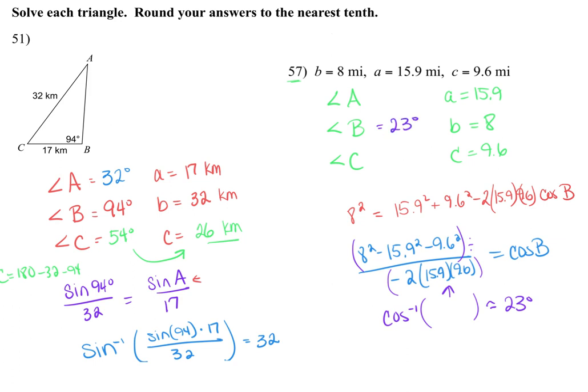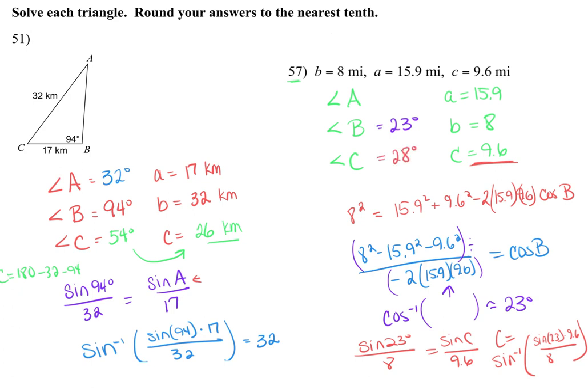And now I can use my law of sines. Because I have one of my angle measures, I can say the sine of 23, which is b, over 8, equals, and again, I'm going to go to my shorter side here, the sine of c over 9.6. And again, c is going to equal the inverse sine of the sine of 23 times 9.6 over 8. That rounds to about 28 degrees for C.